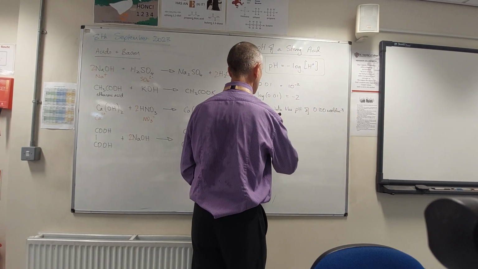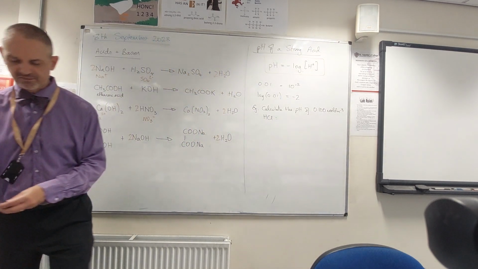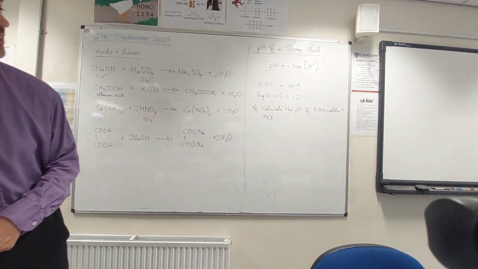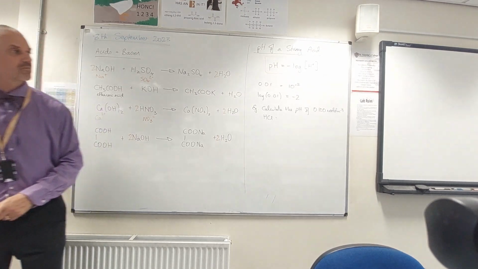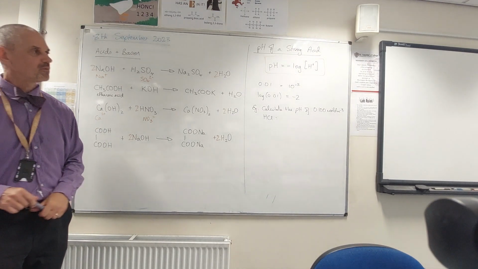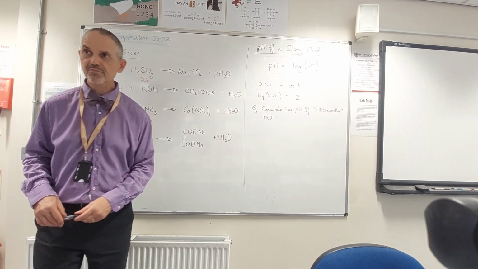So let's assume a nice simple question. Calculate the pH of 0.1 mole per dm cubed HCl. Okay. Calculate the pH of 0.1 mole per dm cubed HCl.